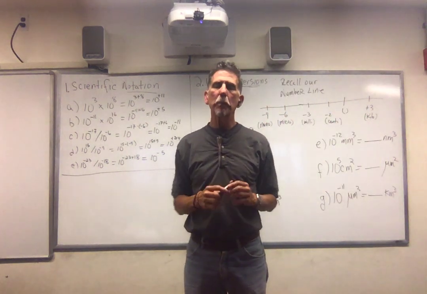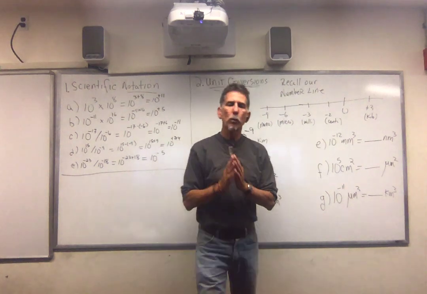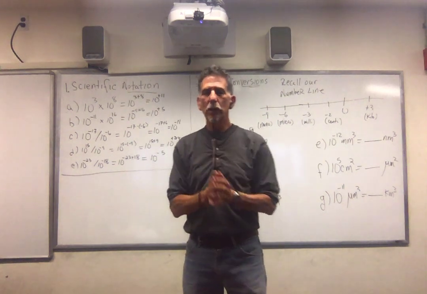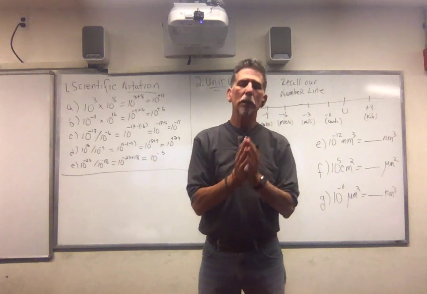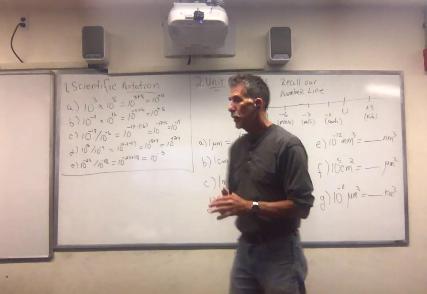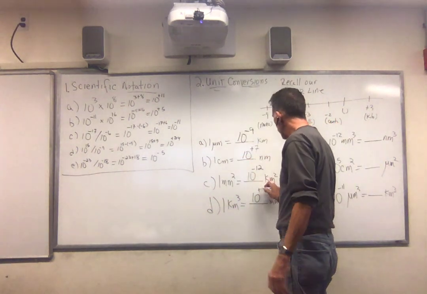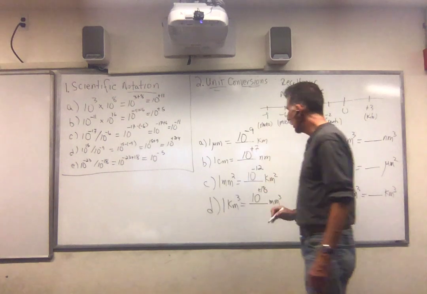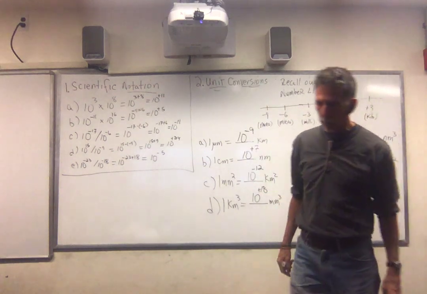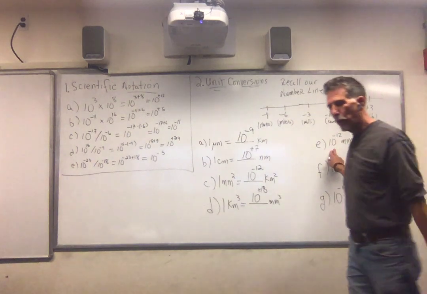So 1 kilometer cubed is 1 kilometer times 1 kilometer times 1 kilometer. So we have 10 to the 6th millimeter times 10 to the 6th millimeter times 10 to the 6th millimeter. So 10 to the 6 times 10 to the 6 times 10 to the 6. We add the exponents. 10 to the 18th. Look at how smart we are. Isn't this amazing? Fantastic. All right, now I throw a curve in, don't I?